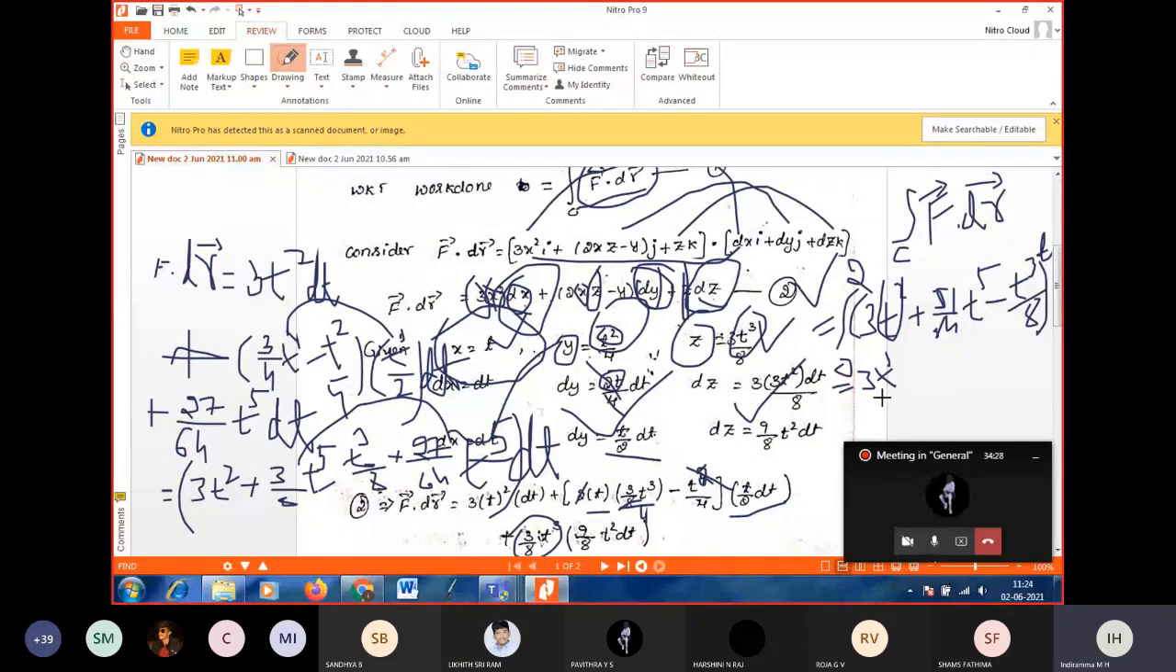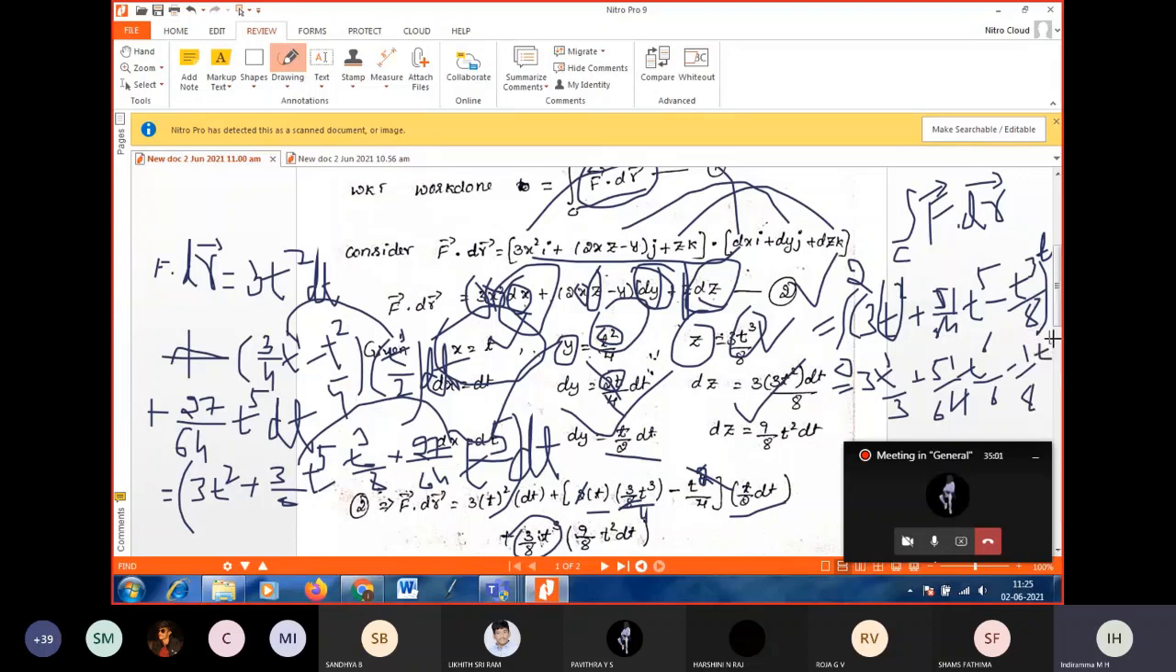3 into t cube by 3 plus 51 by 64 into t power 6 by 6, minus 1 by 8 into t power 4 by 4, correct? 1 by 8 into t power 4 by 4.